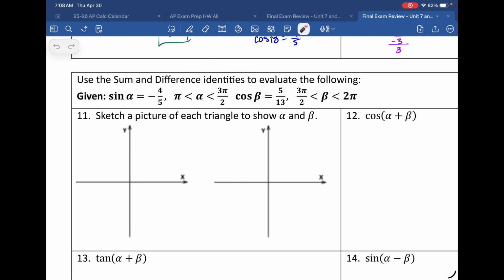All right, in this section, you're still using your sum and difference identities. Again, remember, you are given those formulas. You will have a formula sheet. You just have to know what to do with them and which one to use.